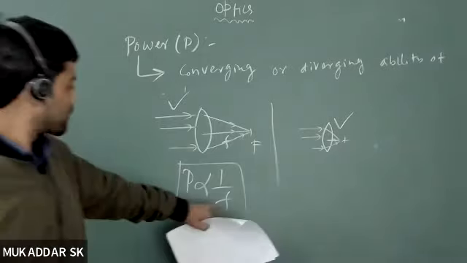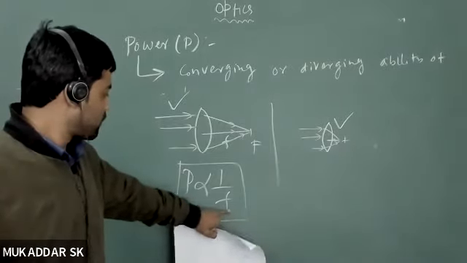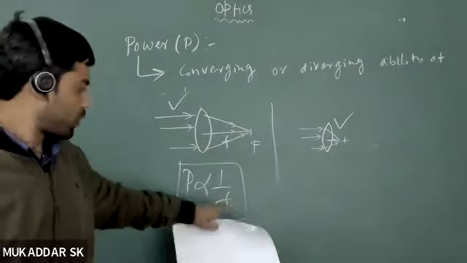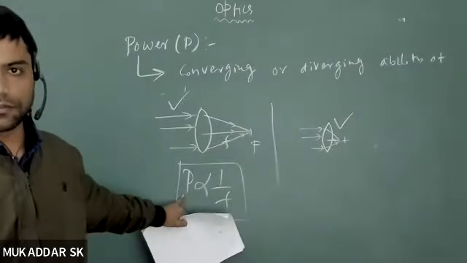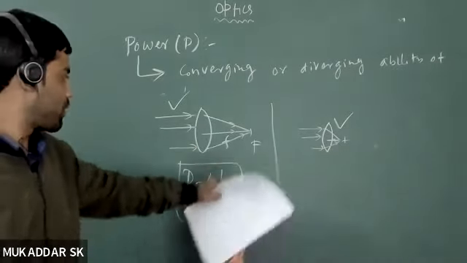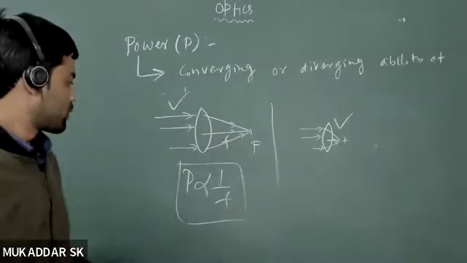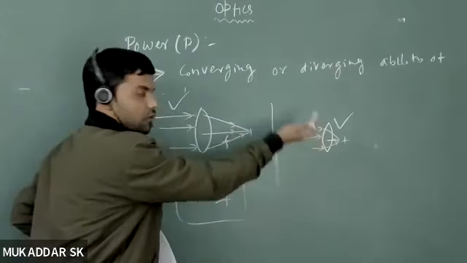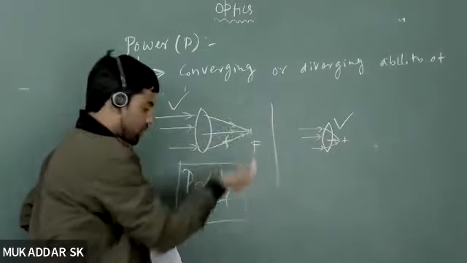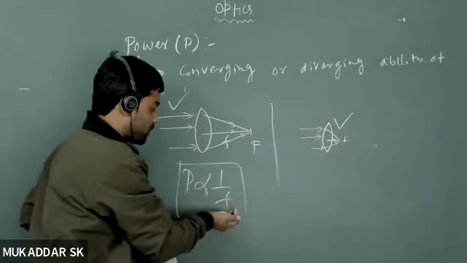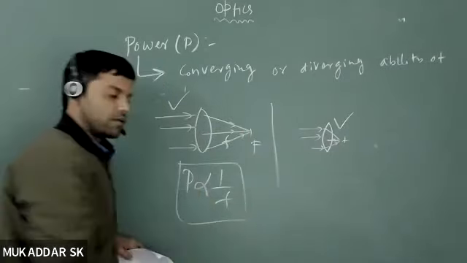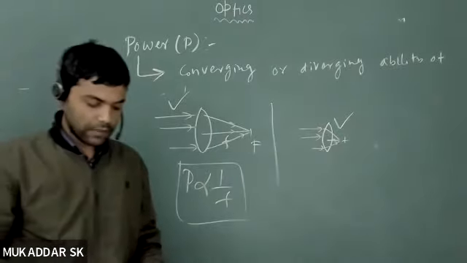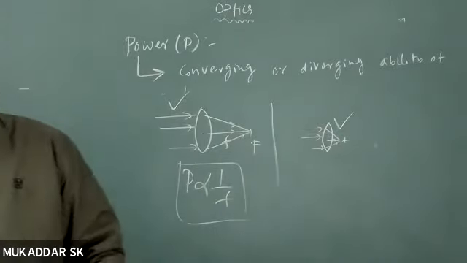And obviously for a convex lens, when it is kept in air, focal length will be positive, so power will be positive. On the other hand, if you have a concave lens, for that concave lens in air, the focal length is basically negative, so for a concave lens, power will be negative. Okay, the very simple things.